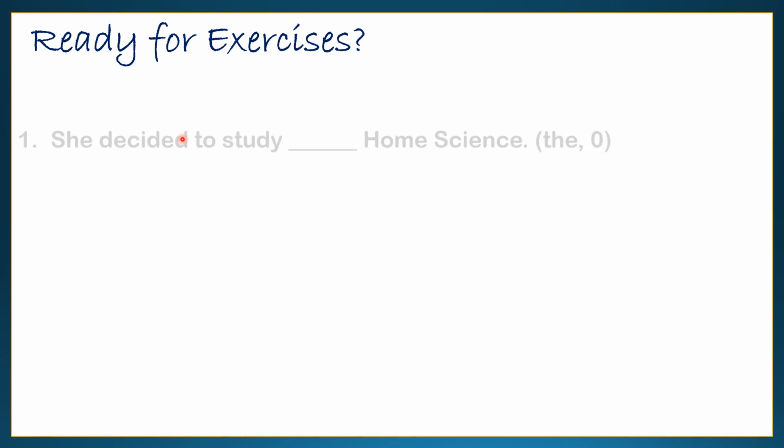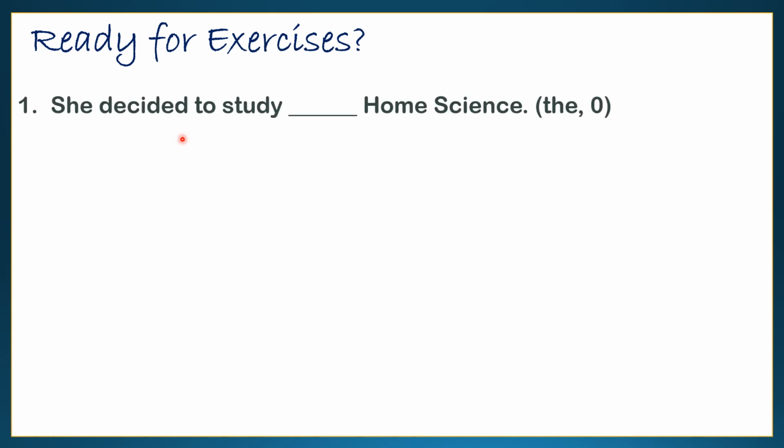So let us wind up our part 1 with a few questions and answers. First question. She decided to study dash home science. If you remember the article video, I have also included a part where we may omit using any article. So here we are given two choices. One, we can either use the, or we can omit the article and put a zero. Zero means we don't need an article for this particular sentence.